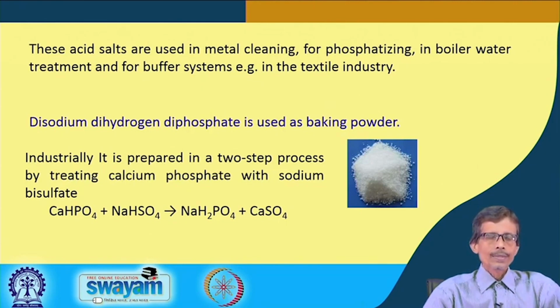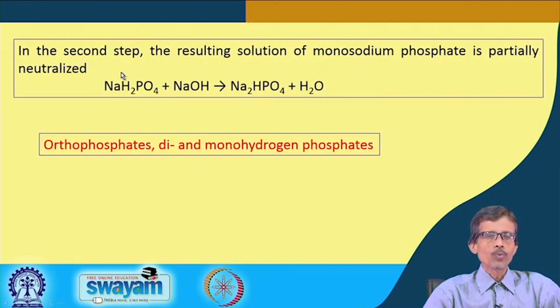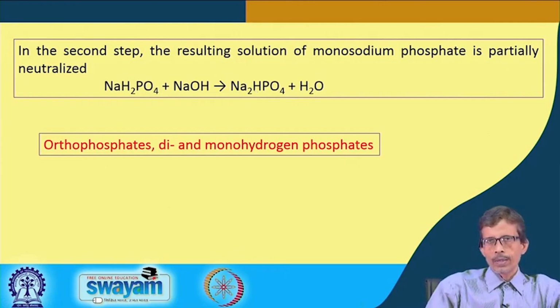So the second step, as I told you, is a two-step process. For the second step, to get HPO4 from H2PO4, you have to use some strong base.